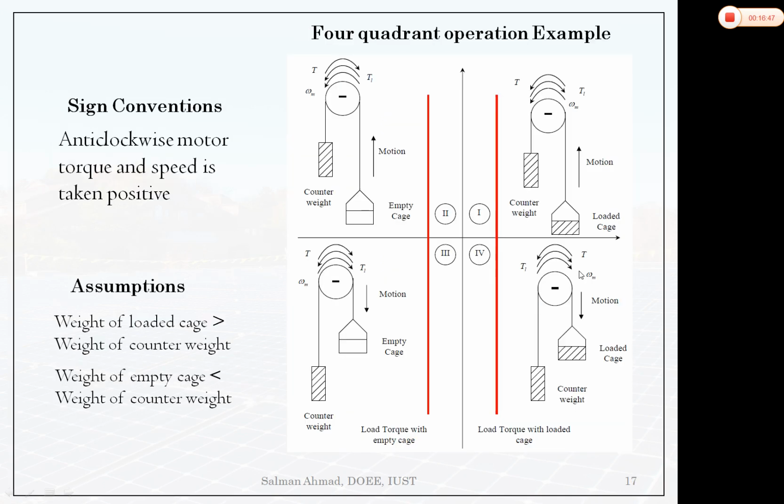We'll understand this with an example. You can understand with this example. Here we are taking the anti-clockwise direction of torque and speed as positive. So we have one loaded cage.